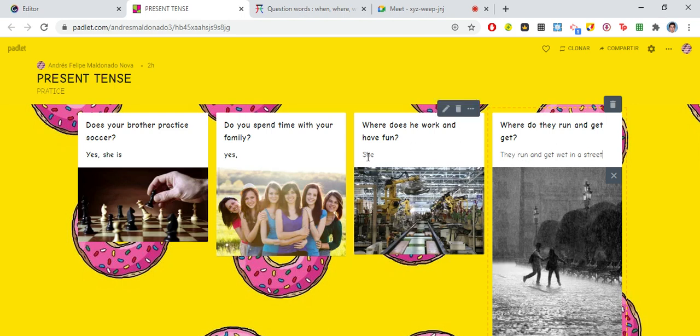The third one, where does he work and have fun? Where, you know, the WH word goes at the beginning, but then the auxiliary, no? This is really important. Then the subject and the complement, okay? Exactly here, no? The WH word, the do. In this case, the auxiliary is do because the subject is they, no? It's plural. In this case, it's does because the subject is he. So I say, where does he work?